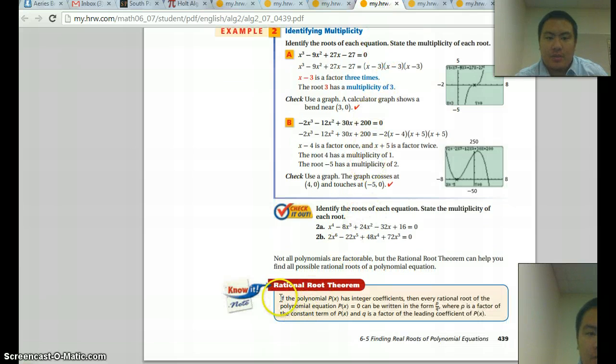The rational root theorem. If the polynomial p of x has integer coefficients, then every rational root of the polynomial equation, and by rational root, that's anything that is like a 3 over 2 or a 1 over 2. Anything that can be put as a fraction. So that would be whole numbers and fractions. Integer coefficients, those are whole numbers: 1, 2, 3, 4, negative 1, negative 2, on and on.